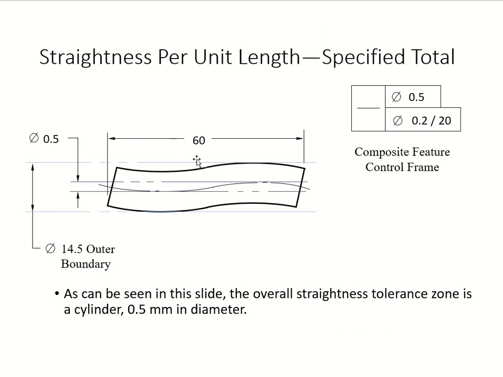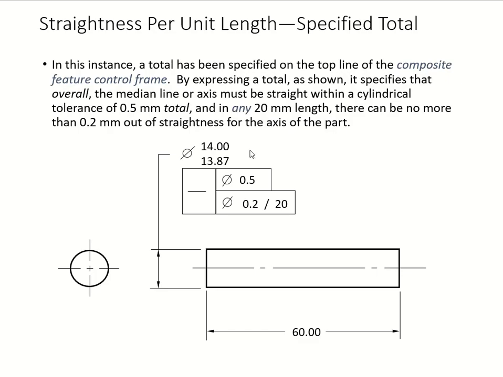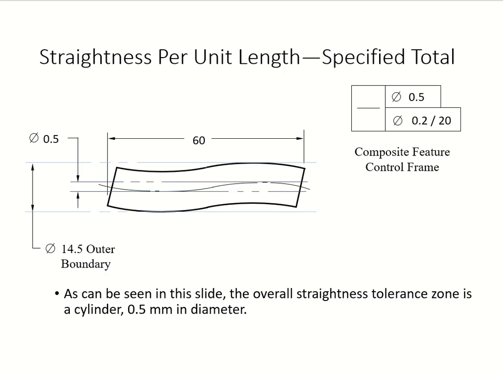We're going to go all the way from here to here, 60, and this is of course 0.5, this one, yeah. And we have our sides, which is a 14.5 outer boundary. So if you miss it, it's right here, yeah, 14.0, 13.87, you can go up to 0.5, yeah, beyond that. So that's what you are seeing, 14.5 over here, to your outer boundary max. And of course, your composite, yeah, feature control frame says 0.5, you can go, yeah.